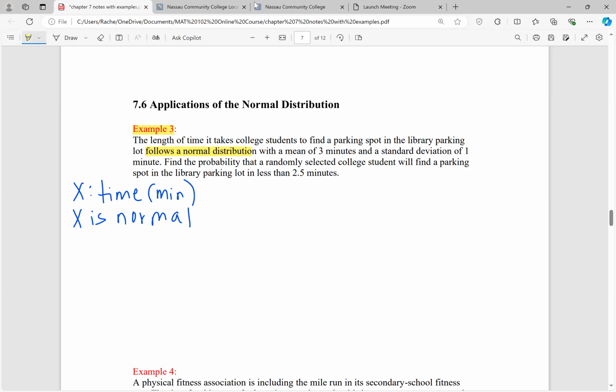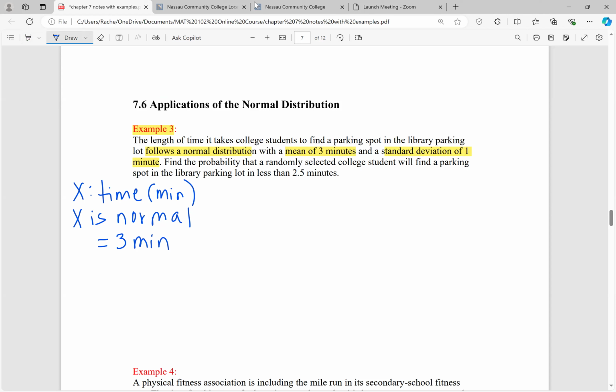But we also know the mean of the distribution is 3 minutes and the standard deviation is 1 minute. So let's write that down as well. So the mean is equal to 3 minutes. Notice I'm not putting a symbol because I want you to think about what symbol we're using. There's two possibilities, right? It's either going to be mu or X bar.